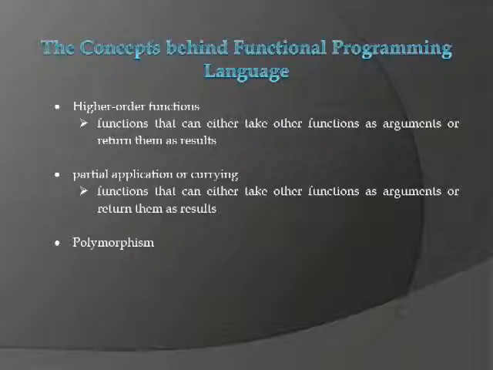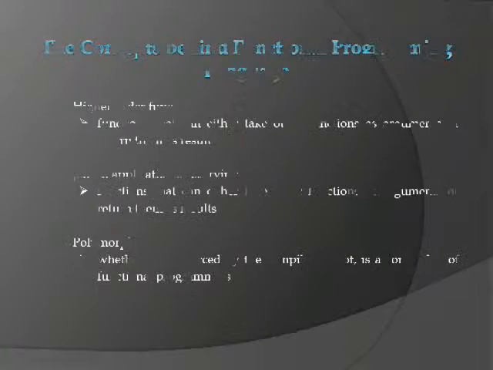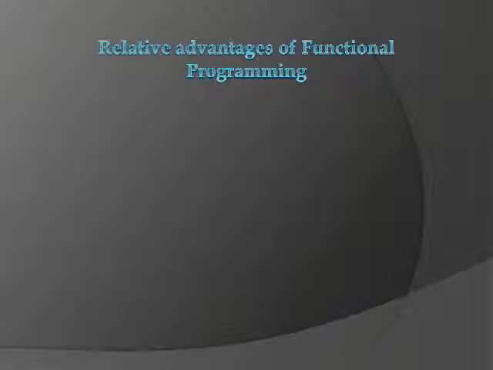Another one is polymorphism, where it is enforced by the compiler or not, is a core value of functional programmers. Confusingly, C++ programmers call this concept generic programming. I will compile some practical advantages of functional programming now.